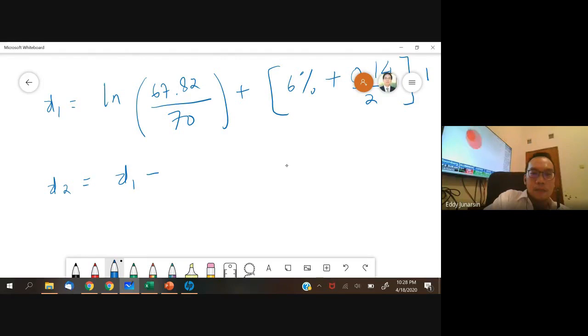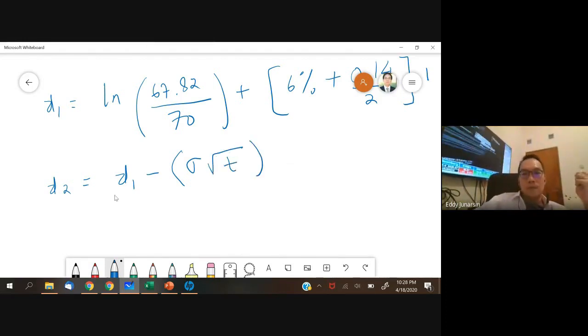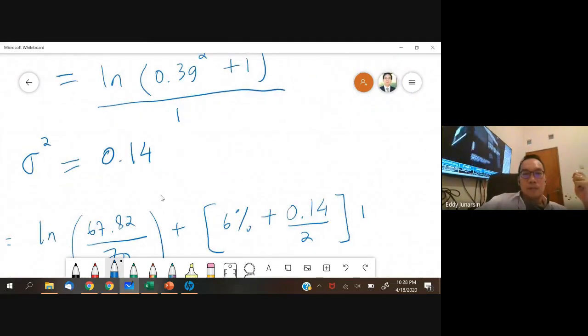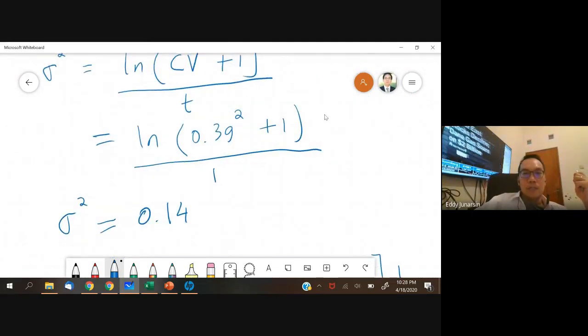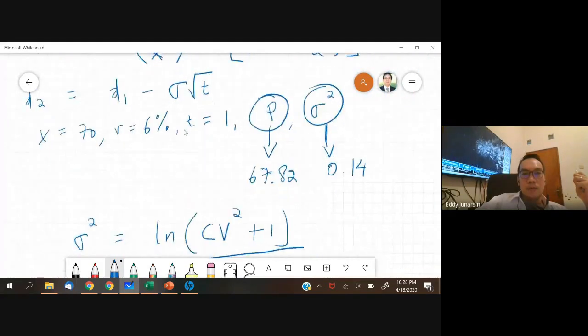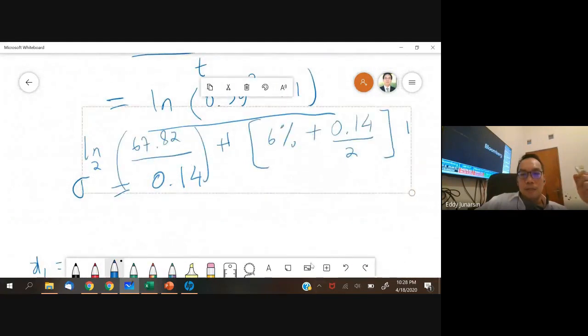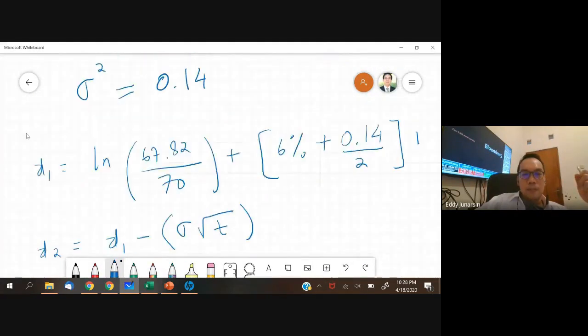Be careful now, this is the standard deviation, or the square root of the variance, times the square root of t, right? Let's check again. Yep, D1 minus the standard deviation multiplied by the square root of t.